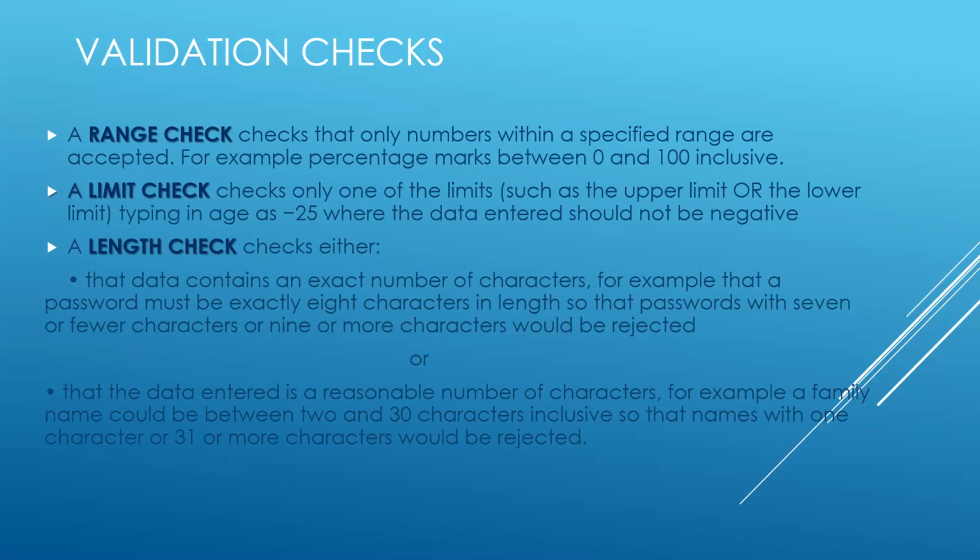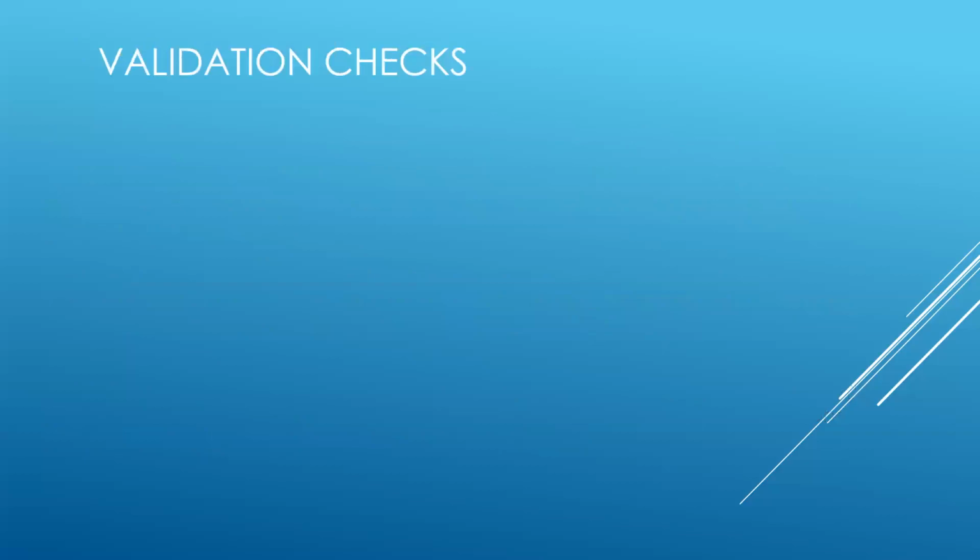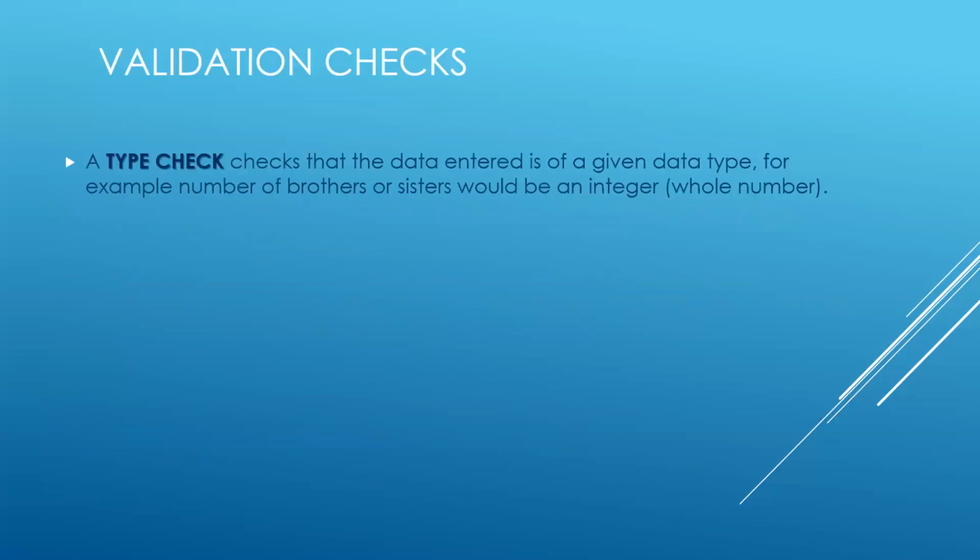So there are two situations. Situation one, an exact number of characters. Situation two, a reasonable number of characters, so that it does not violate the criteria. Are we clear? For example, for the family name or the address or any other data, if it says it should be between 2 and 30 characters, then a value above 30 will be rejected. That is going to be the length check. We're going to talk about a few other length checks also.